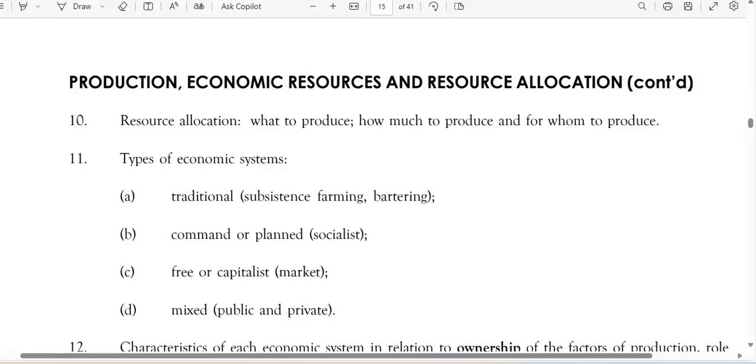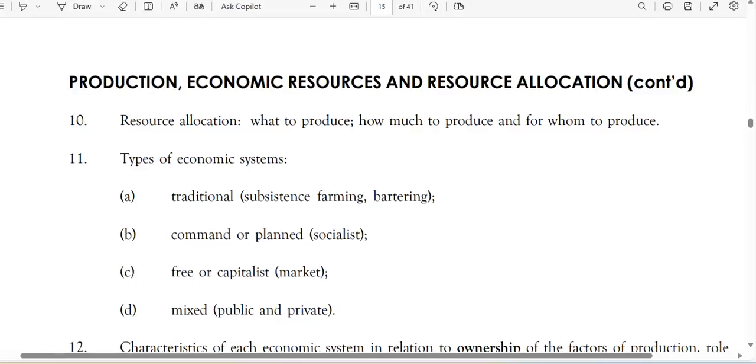So in summary, resource allocation, you have to answer three questions: what to produce, how much to produce, and for whom to produce. What to produce: choose between types of goods and services. How much to produce: decide on the quantity to avoid waste or shortage. For whom to produce: you have to determine who gets access.